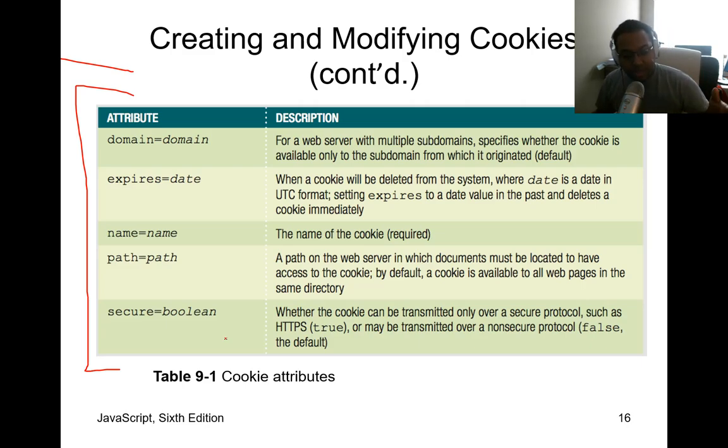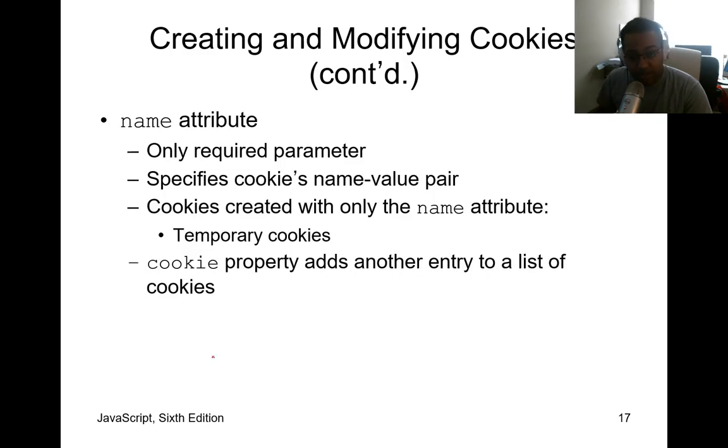Now, the one that I want to talk to you about, other than expires, is secure. So when you say secure equals true, the cookie can't be transmitted unless it's transmitted over a secure protocol, meaning HTTPS, SSL, TLS, and so on. So let's talk about the attributes.